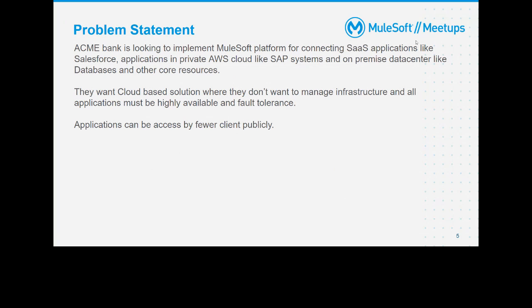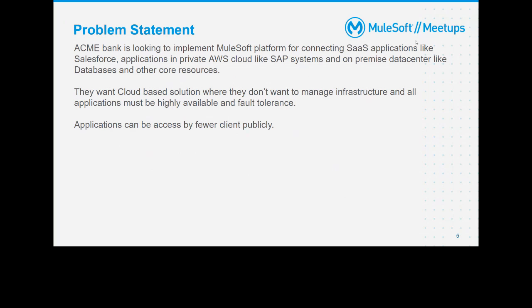Okay, so let's start with a problem statement: why we would go with VPC, VPN, and a dedicated load balancer. I have one client who is looking to set up a MuleSoft platform which can connect to SaaS-based applications like Salesforce and NetSuite. When I say SaaS-based, I mean applications which are publicly available and accessible over the internet. Then we have some applications in AWS, like a SAP system in an AWS private subnet, which is not publicly accessible. And then I have some resources or databases in an on-premise data center. That is the customer requirement.